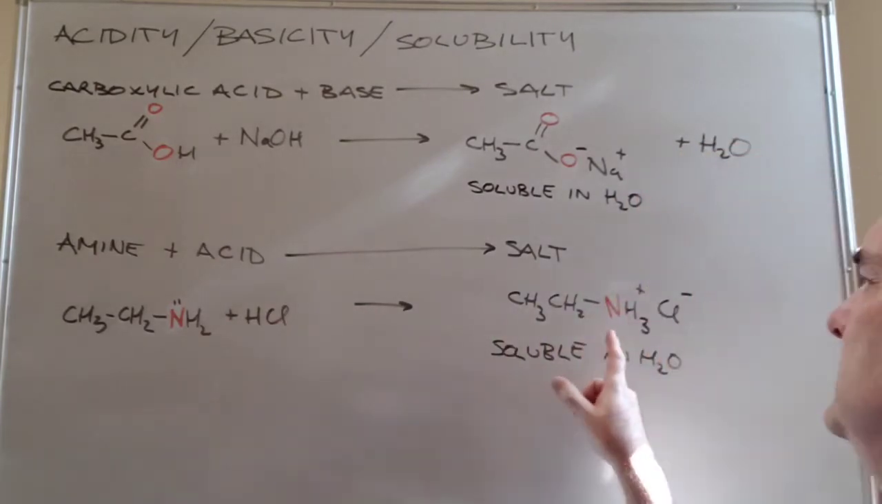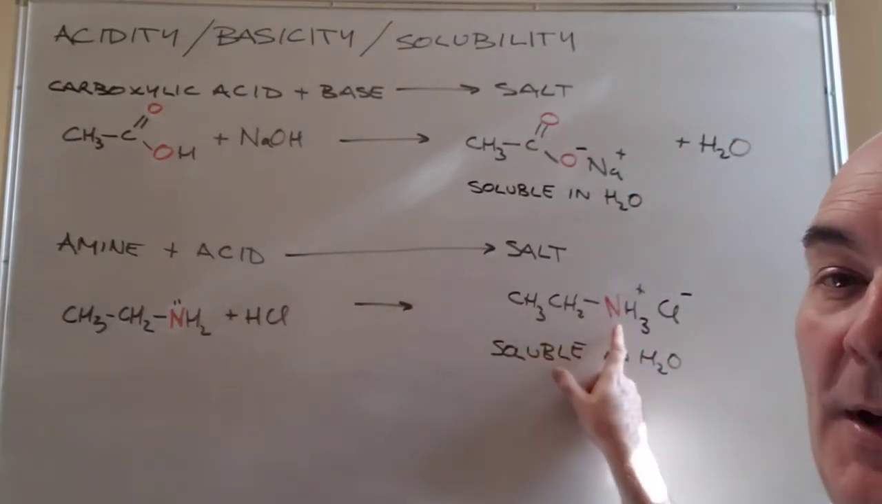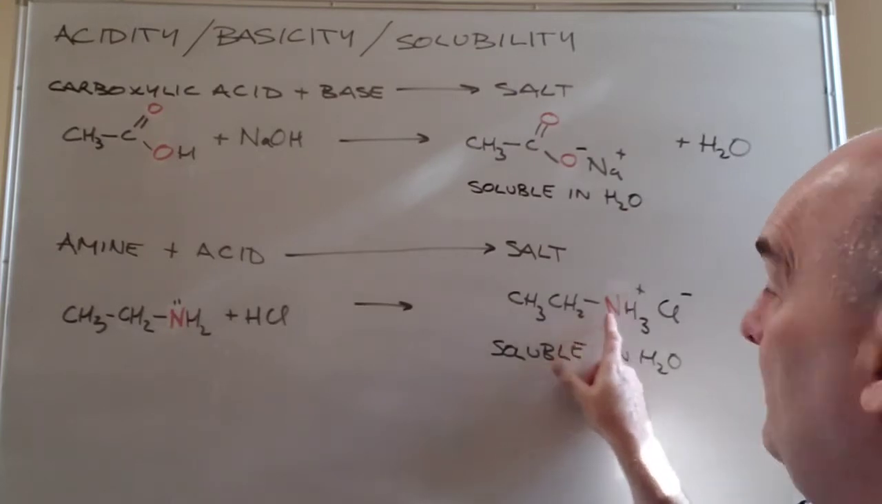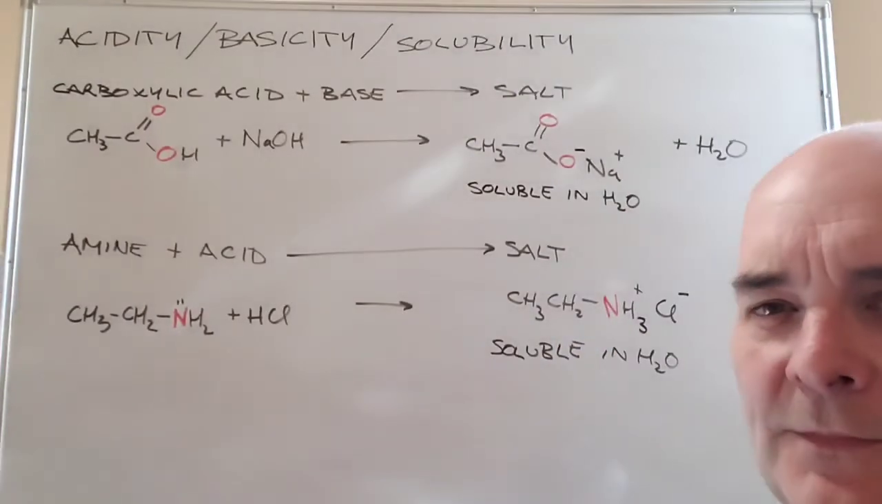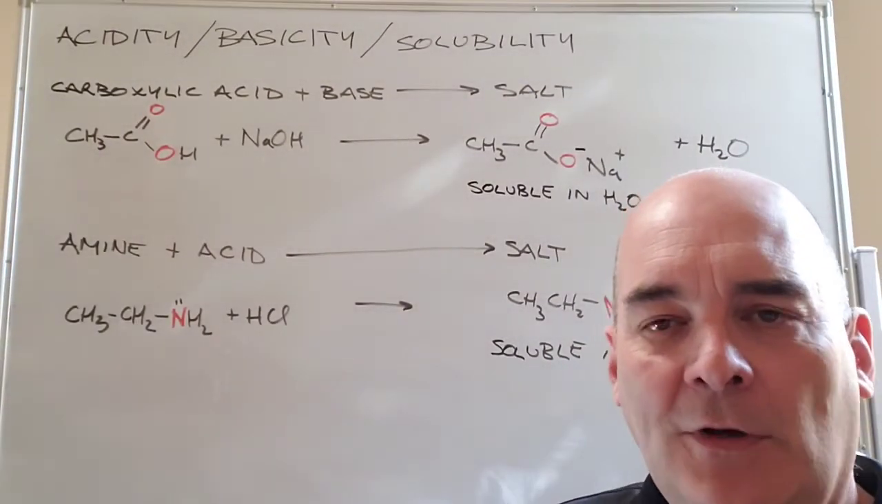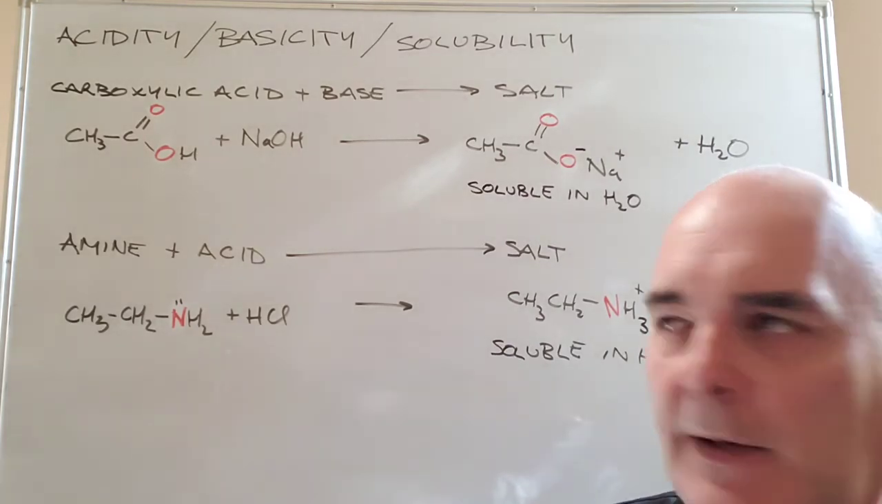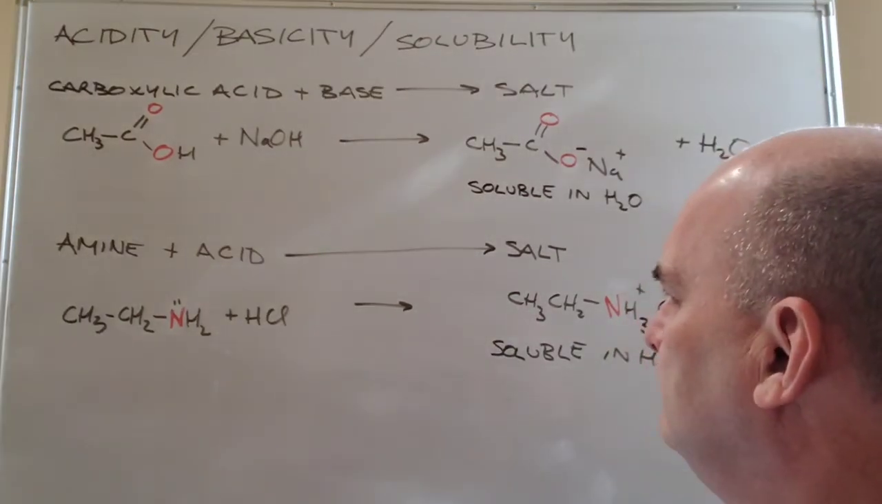It's going to make a salt. And the amine is going to become an ammonium. A positive charge on a nitrogen is an ammonium. It's guaranteed to be soluble in water because all ammonium salts are soluble in water. We'd said that earlier. Okay?